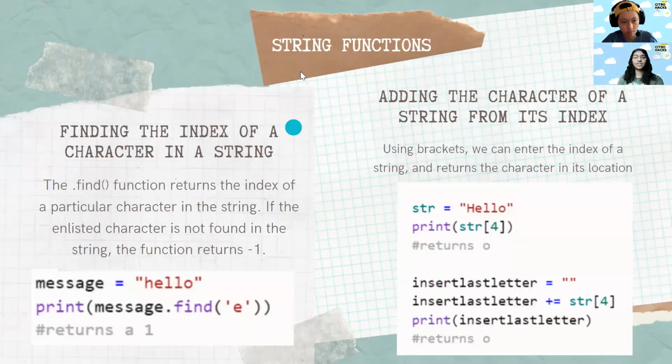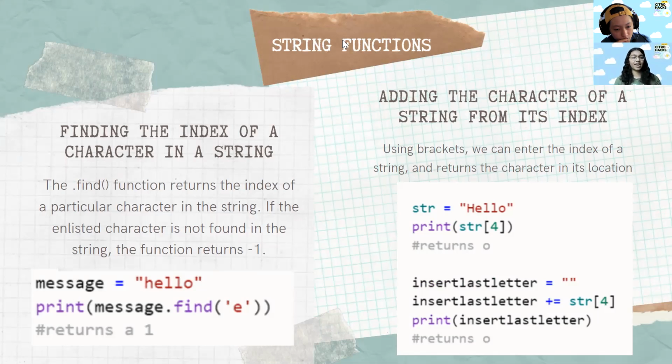All right, and two additional important functions that you're going to be using in this program are string functions. The first one is finding the index of a character in a string. The .find function returns the index of a particular character in the string. And if that specific character is not found in that string variable, then the function returns -1. So this is used if you want to find that specific index. And note that in Python, indexing starts from 0.